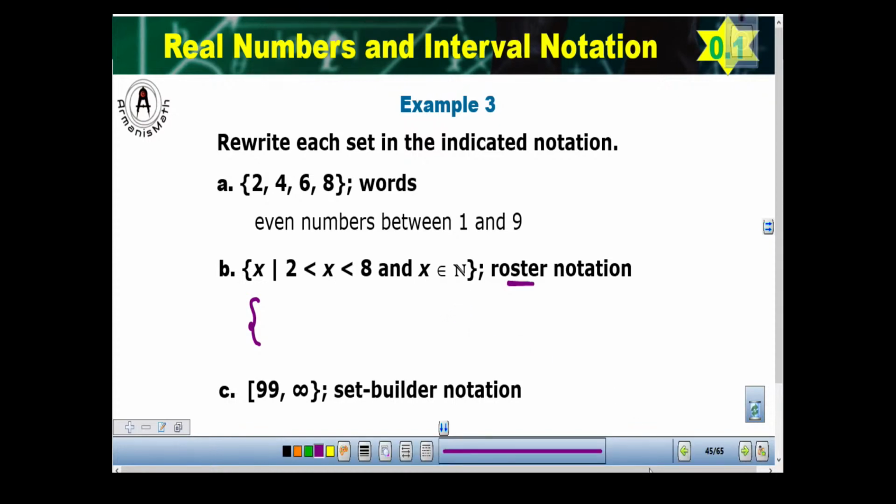What are natural numbers? Does anybody remember? Do we start natural numbers with 0? Do you start teaching your little siblings counting starting with 0? Nobody does that. Come on. So to have all this, you have to be greater than 2, which is 3, 4, 5, 6, 7. I can't touch 8 because it's less than 8. Leave that there and just use a curly bracket to close. That's how I use my roster notation. Every single one of them.